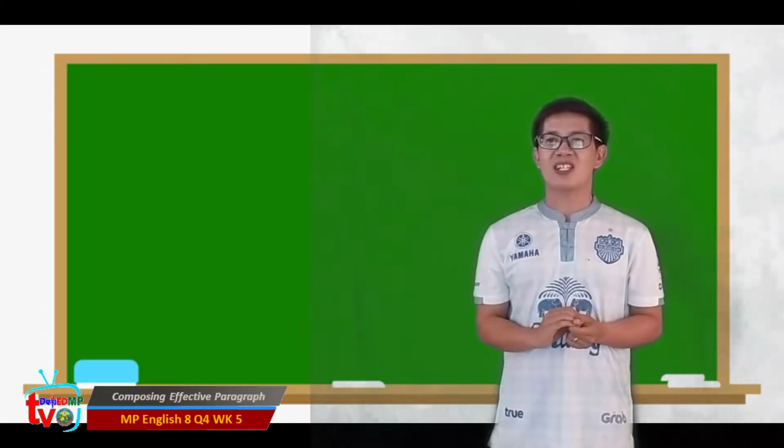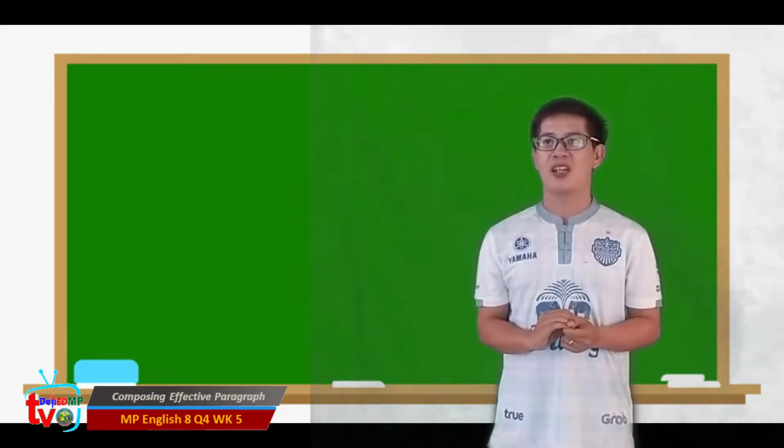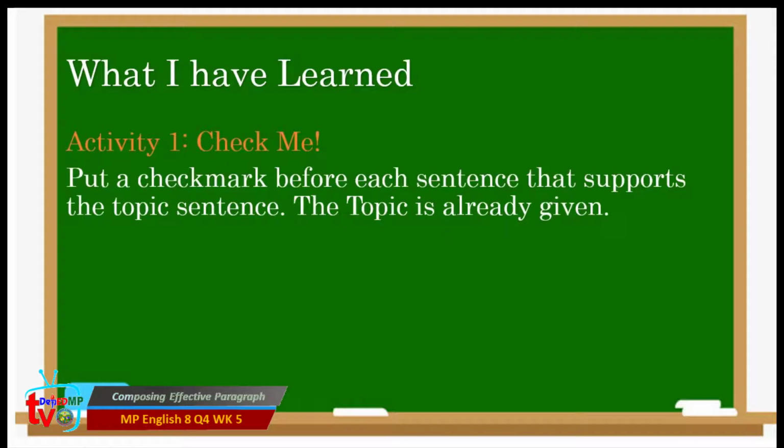Let us now assess what you have learned in this lesson by answering Activity 1. Check me. What I have learned. Activity 1. Check me. Put a check mark before each sentence that supports the topic sentence. The topic is already given.